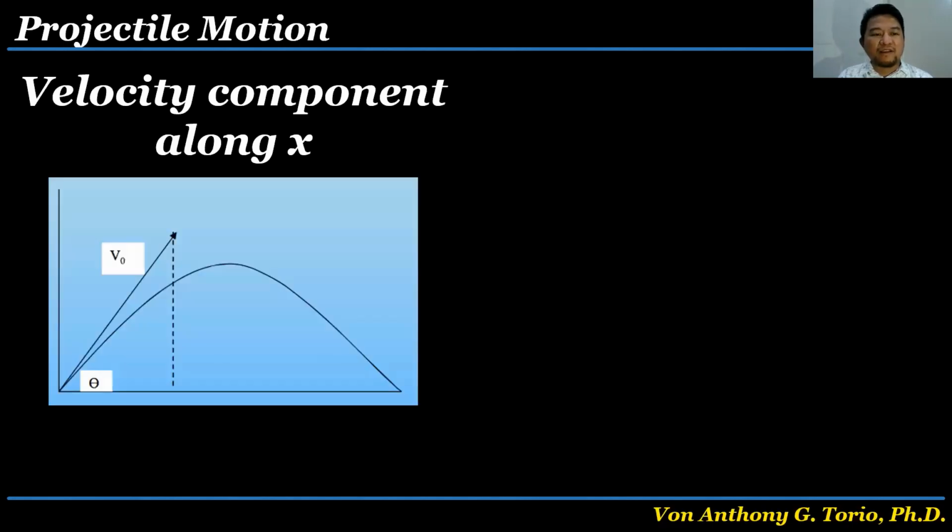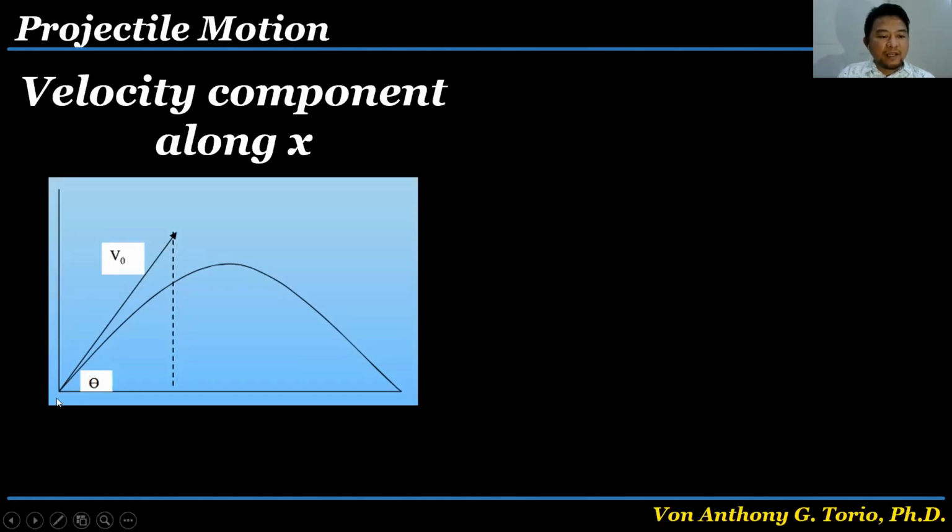In discussing projectile motion, it's also important for us to know the details of the two components, the X and Y components. One of the things that we are most concerned about when discussing projectile motion is the velocity. So we can talk about the velocity component along X, and in a while, we'll talk about the component of the velocity along Y, although I've already presented quickly with the figure how the two velocity components differ. So let's consider the velocity component along X.